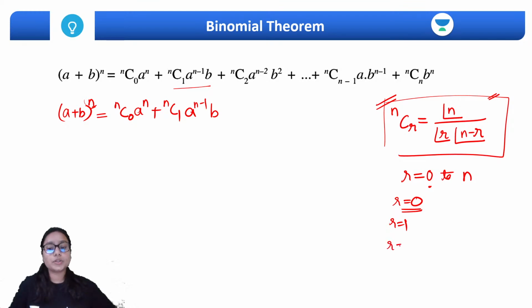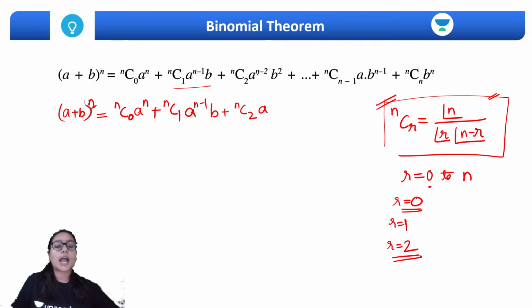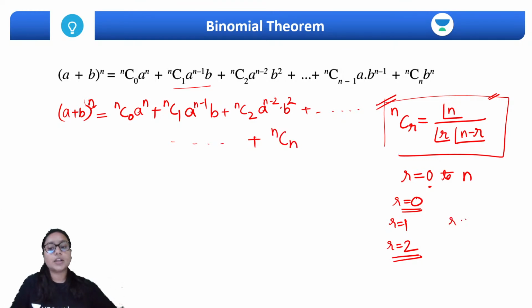Likewise, next I am going to take the value of r as 2. So the next term will be nC2 into a raised to the power n minus 2, since I am decreasing the power again by 1 unit. b will increase by 1 unit, so this is b square. Likewise the terms will continue and the last term will be nCn, when the value of r is equal to n. The power of a would be n minus n, which is 0, and the power of b is n.